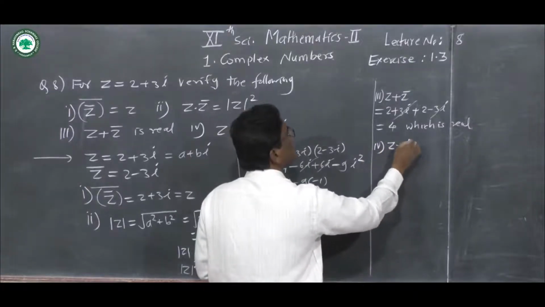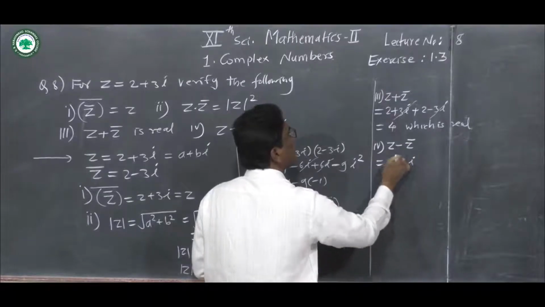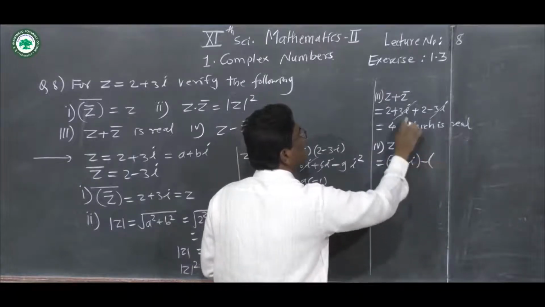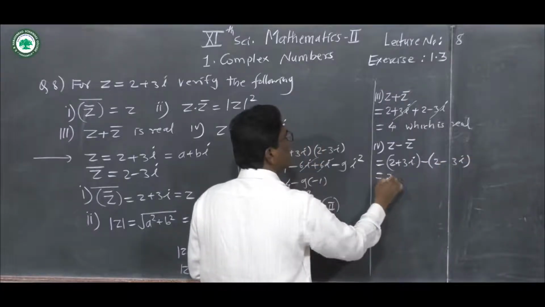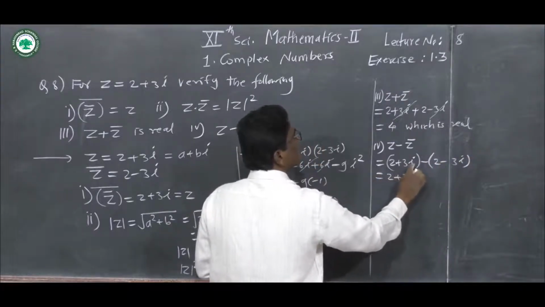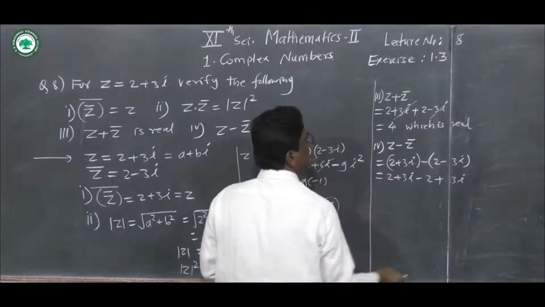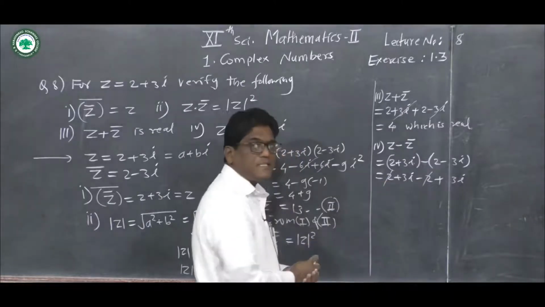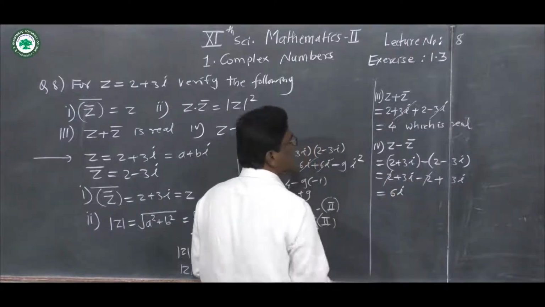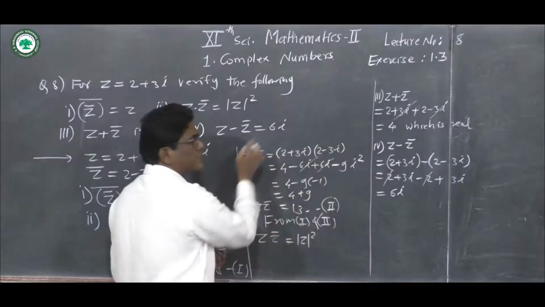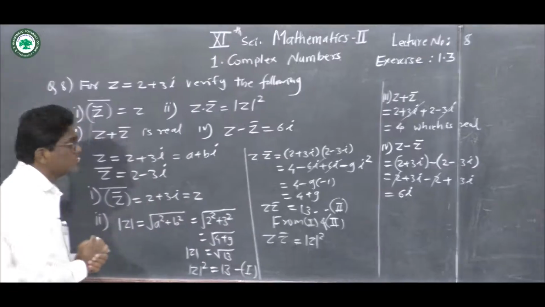Now the fourth one is to take the subtraction, that is Z minus Z bar. Put the value of Z as 2 plus 3i and minus Z bar, which is 2 minus 3i, its conjugate. So here 2 plus 3i, this minus 2 and minus minus plus 3i. The plus 2 and minus 2 get cancelled. So this 3i and plus 3i is equal to 6i, which is an imaginary number. So these are the solutions of question number 8.